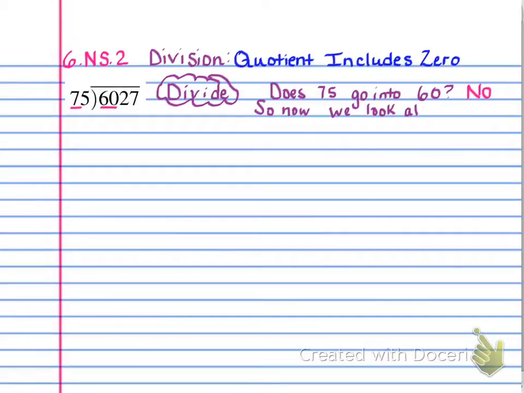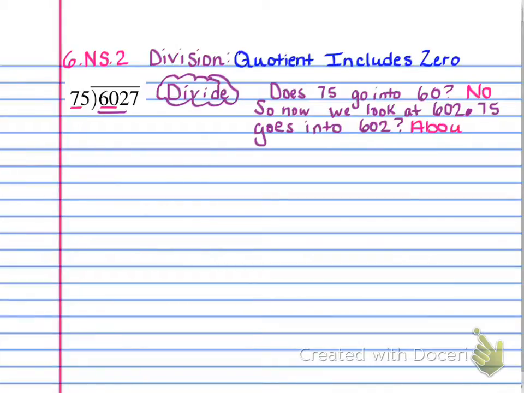So remember, we first start by looking at the 60 because the 75 is 2 digits. So we look at the first 2 digits of the dividend, sorry. So now we're going to look at 602. Okay, so for 602, and let me make that little period there a little bit more noticeable. So for 602, we're going to say, okay, 75 goes into 602 about how many times?